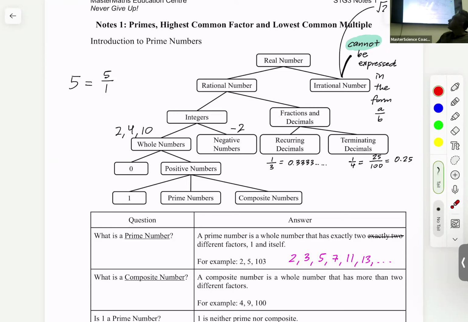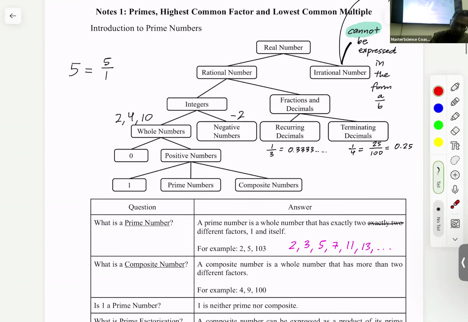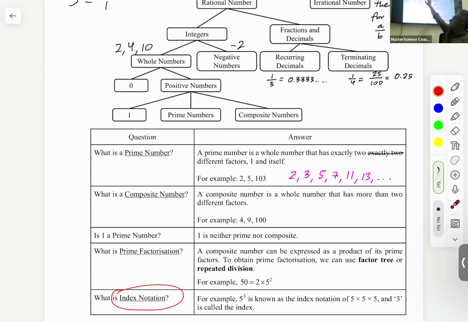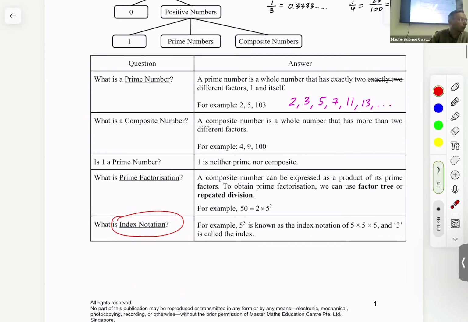Now, if you want to go even deeper than that, amongst the positive numbers, you have 1, you have, read this out for me, and you have composite numbers. Okay, so what is a prime number? What is a composite number? That would be the bulk of this topic. So the bulk of this topic is talking about prime numbers.